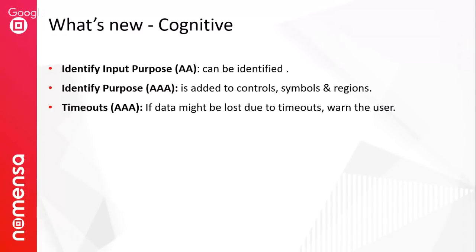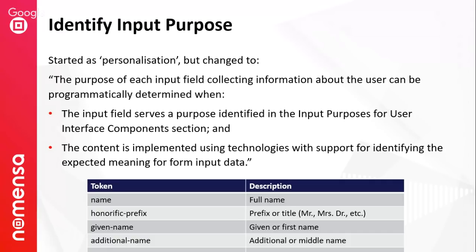And then we have 3 criteria that came in from a cognitive accessibility point of view. Identify input purpose in a couple of ways, and timeouts. Sorry, because I was slightly late starting. I'm just conscious of time.